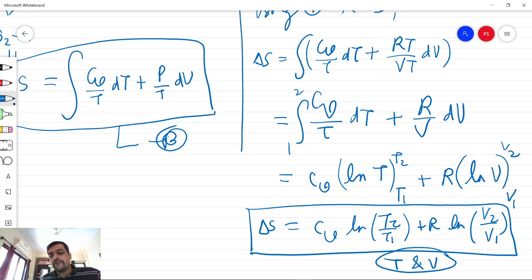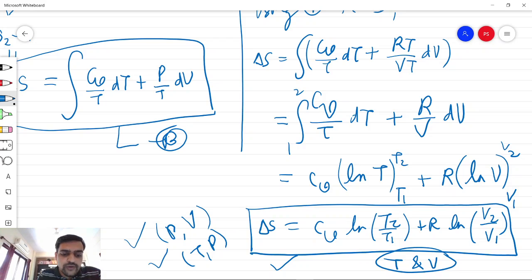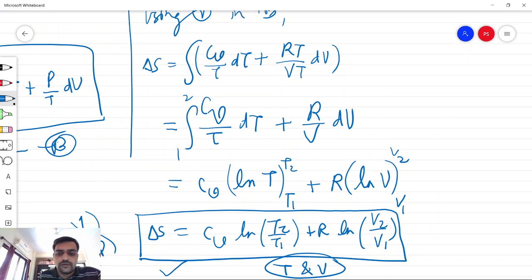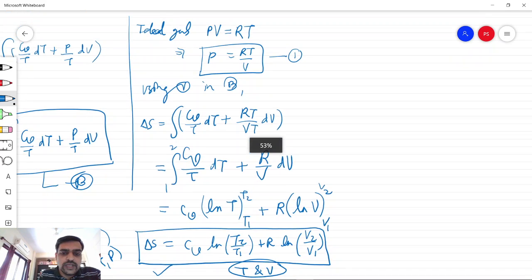Now similarly, we can derive this delta S in terms of pressure and volume, and then temperature and pressure as well. So just like this formula, we have to derive two more formulae for delta S. We are just going to change the variable accordingly within the integral sign.